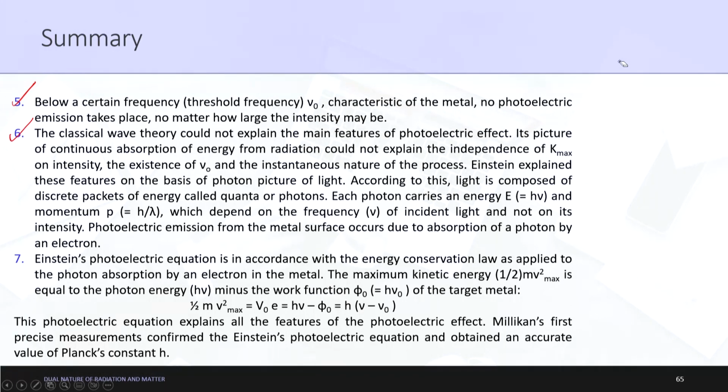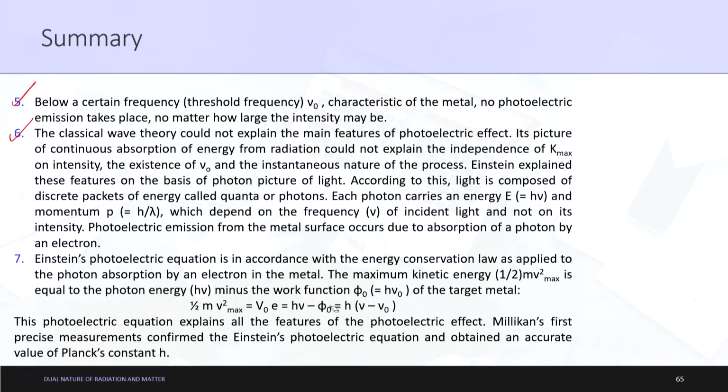Next is Einstein's photoelectric equation, which is in accordance with the energy conservation law as applied to photon absorption by an electron in the metal. The maximum kinetic energy, half m v square, is equal to the photon energy h nu minus the work function phi naught of the target metal. Please remember, because numericals can be asked from this, it is highly probable that questions can be asked from this topic. So basically half m v square is equal to eV naught, which is equal to h nu minus phi naught. Or if we convert phi naught into h nu naught, we can say that half m v square, basically kinetic energy, is equal to h into nu minus nu naught.